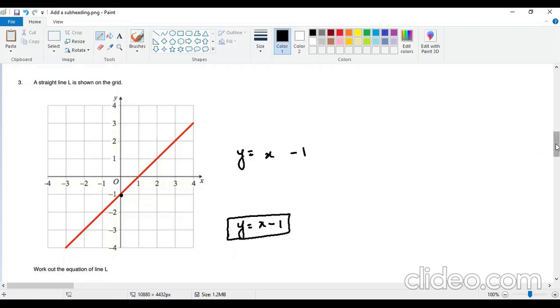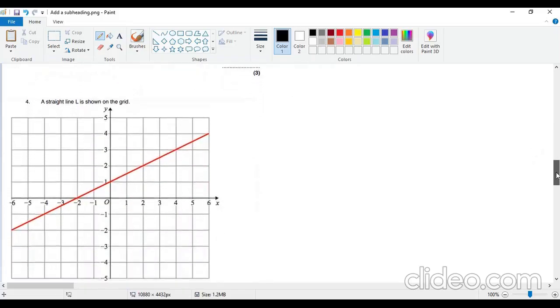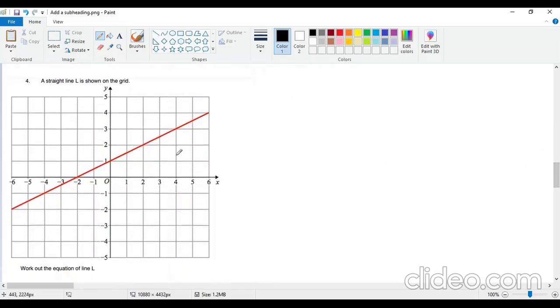Now comes another question. A straight line is shown on the grid. Work out the equation of this line. Now this line is crossing at plus 1. So y equals, plus 1 comes here. And from here you can see it is rising up till here and going to the right 1 and 2. So 1 over 2, 1 here and 2 this. That means 1 over 2 x. Or you can say the equation of the line is y equals 1 over 2 x plus 1 is the answer, the equation of this given line.